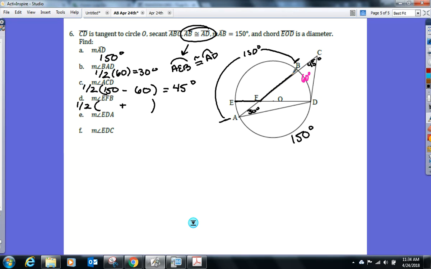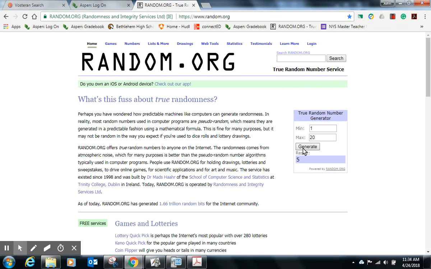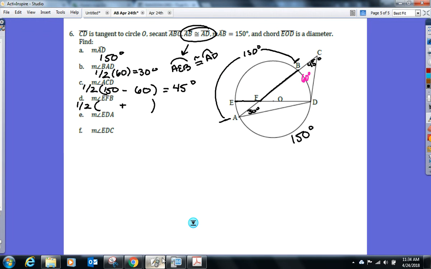EFB, here it is. What arc belongs to EFB? It's not the 150. EB. Any idea how I can find the measure of EB? Because it's not 150. And remember, EOD is a diameter. That part was 60. Yeah. EB is what's left of half a circle. 120. Everyone else okay? 120.